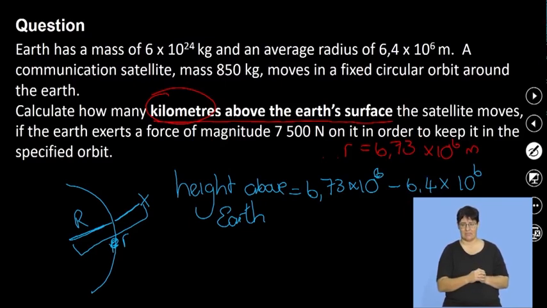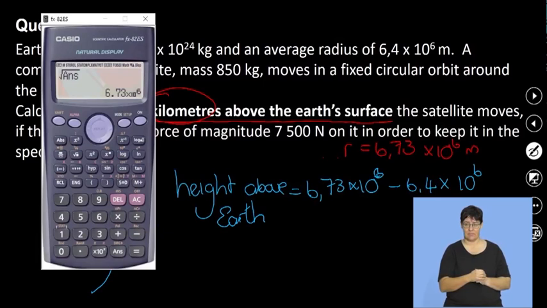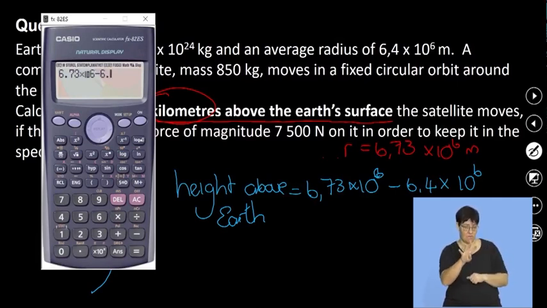So, calculators. We like calculator. So here we go. I'm going to take my answer, 6.73 to the 6 minus 6.4 to the 6. And we get 3.30 times 10 to the 5.